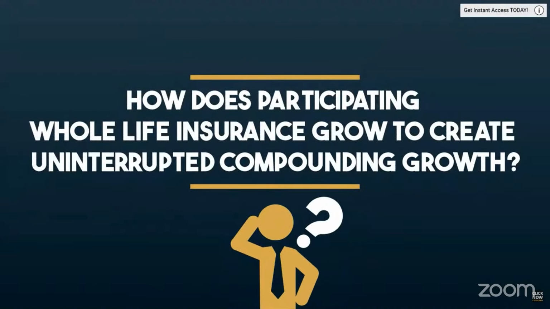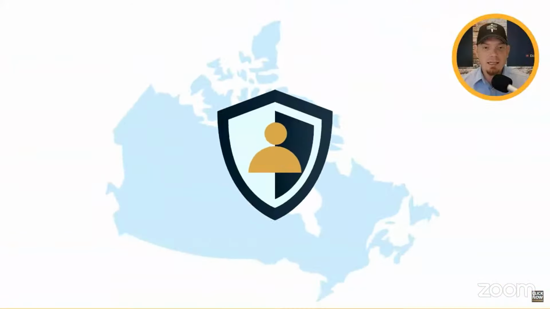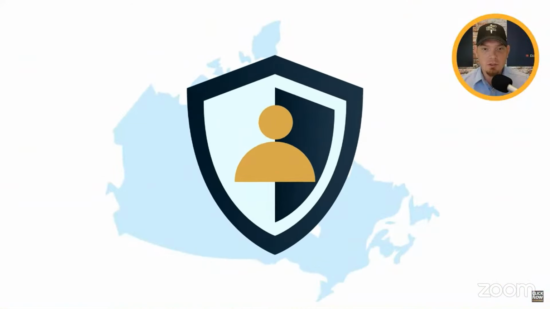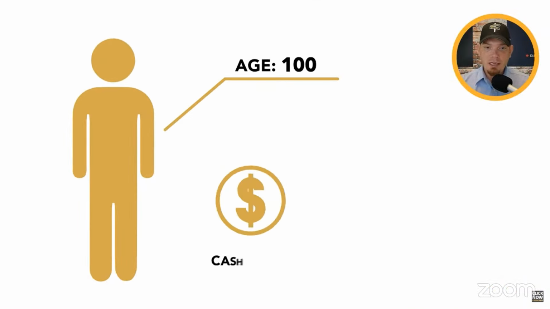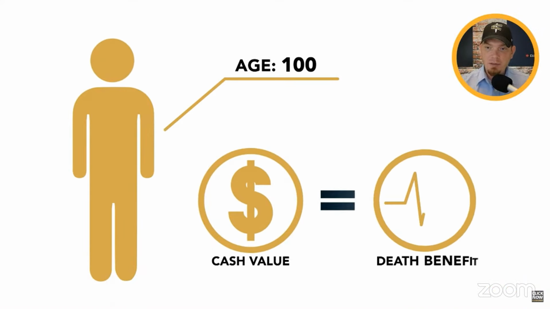Sounds pretty good. So how exactly does participating whole life insurance grow so that you can create uninterrupted compounding growth with the use and liquidity over your own money? Well, let's look at an example of the foundation of the whole life insurance contract. In Canada, by age 100, the cash value must equal the death benefit.